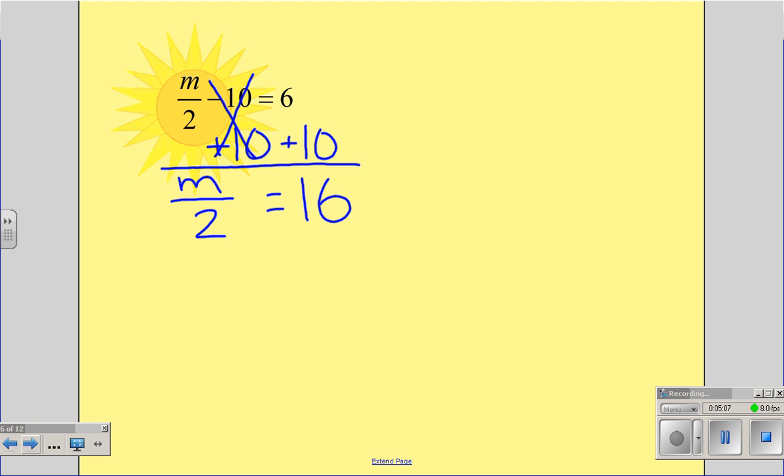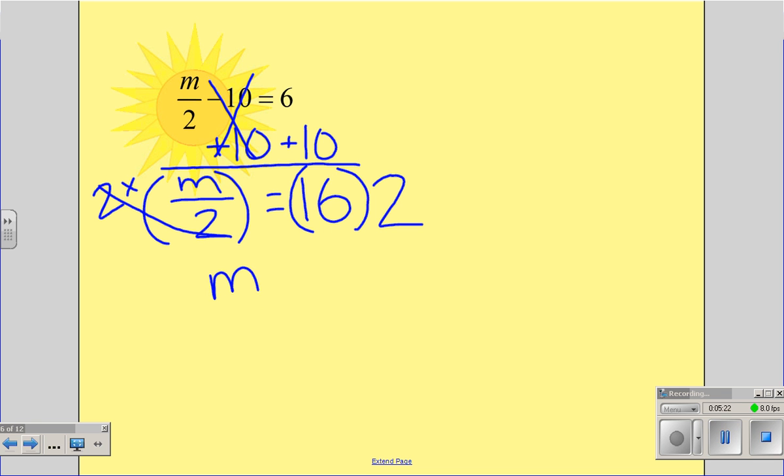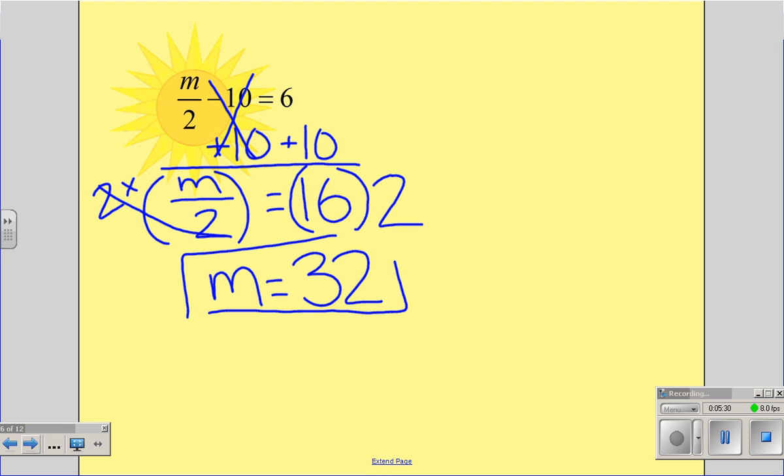It's currently being divided by 2, so you want to multiply it by 2. So 2 times, and multiply this by 2. Your 2's cancel out on the left side, and you're left with m equals 16 times 2 is 32. So m equals 32.